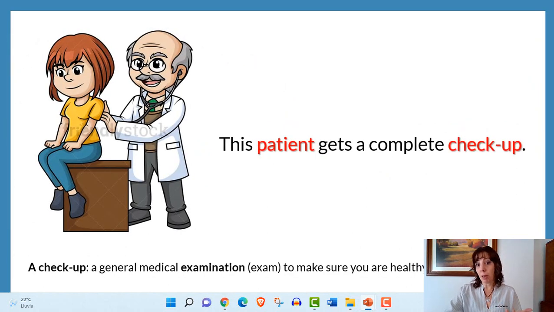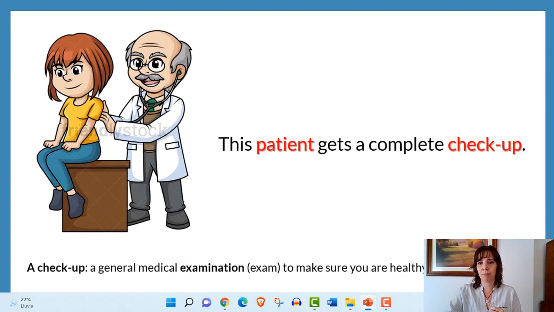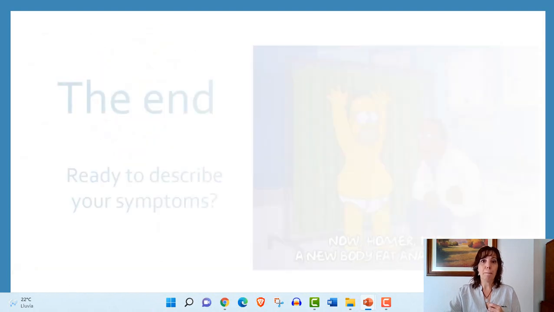Alright. This patient is going to get a complete checkup, which is another word similar to the physical. Yes, it's a general medical examination to make sure that you are healthy. A checkup.